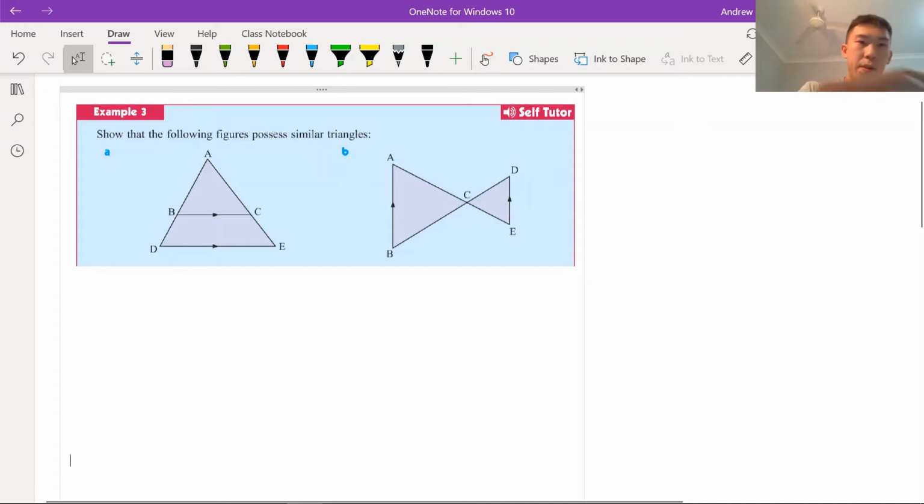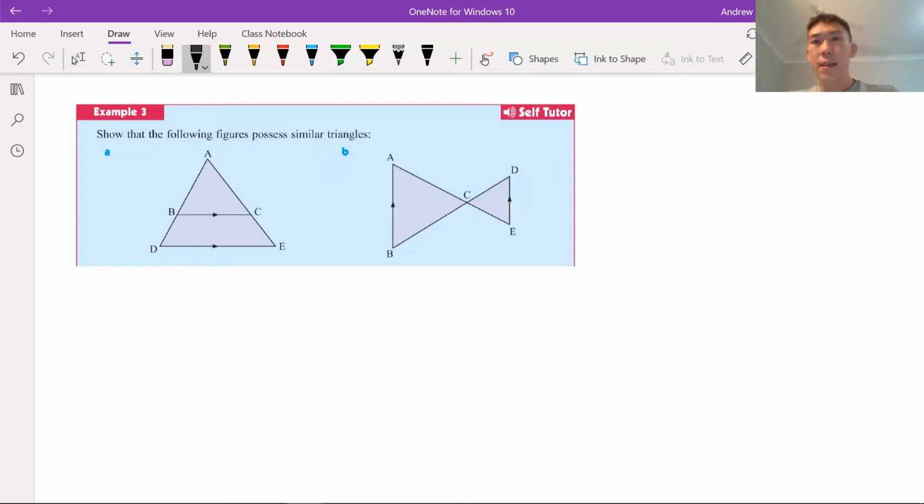Hey team, we've done a little bit of congruence. Now we're going to look at similarity. So the difference is for similarity, if we want to prove that two figures are similar, we need to do one of two things. We need to either show that all the angles are the same in each figure, or we show that all the side lengths are in proportion.